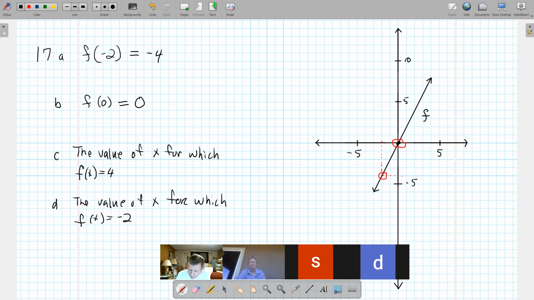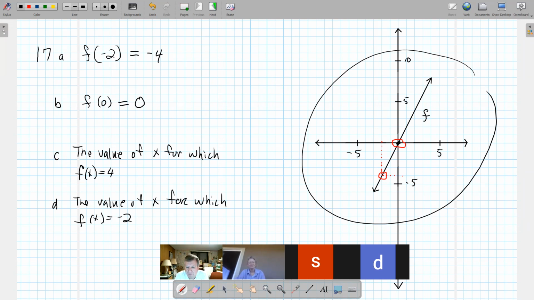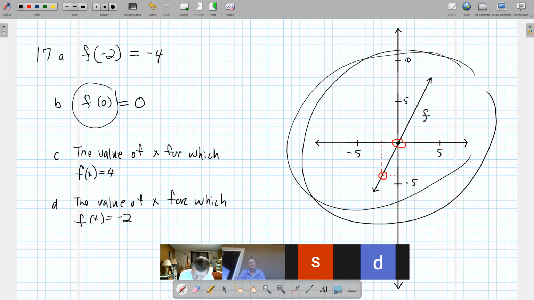Oh, the problem is this graph. So it's saying for this graph, what is f of 0? So on this graph of f, when the input x is 0, what is the corresponding output? And that is also 0. Does that make sense?